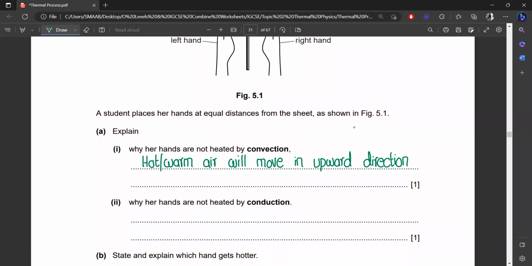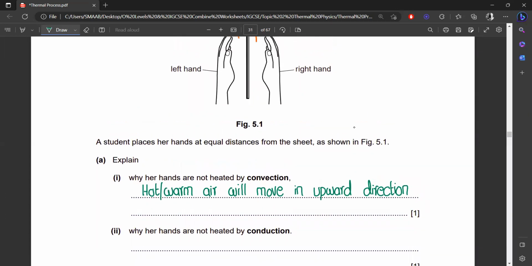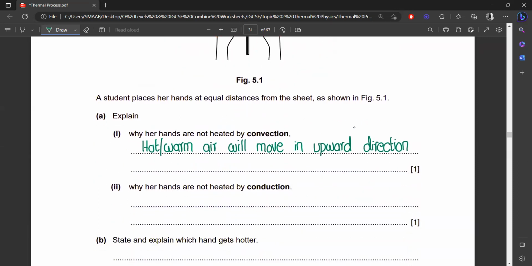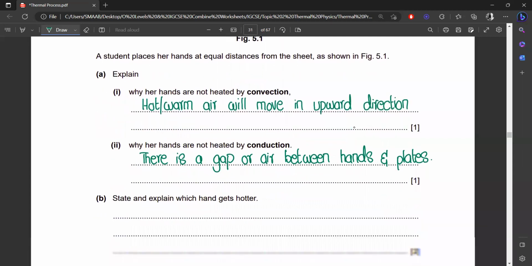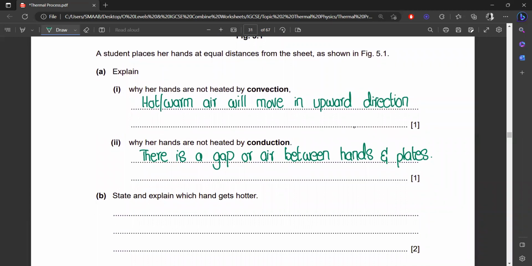And why her hands are not heated by conduction? No direct contact. Yes, no direct contact. There is a gap between hands and the plates. So there is a gap between hands and plates, so there will be no direct contact. So that is the reason.